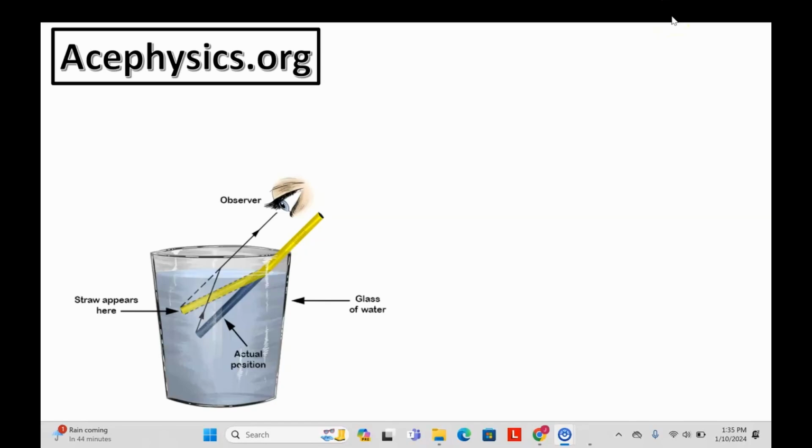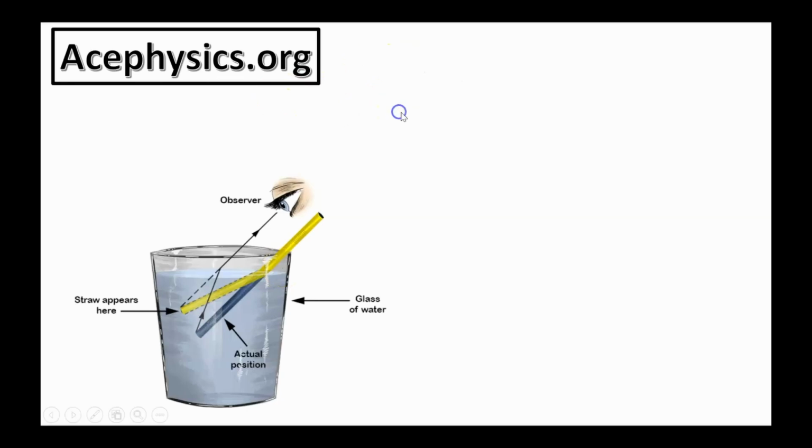Okay, so here's the explanation. The explanation for this problem involves refraction of light. In this picture, this is the actual position of the straw, and light leaves the straw from everywhere. So we're going to look at one line of light leaving from the bottom of the straw. That line of light travels in a straight line until it hits the interface of the water-air medium, at which case it bends. And the reason it bends is because of refraction.